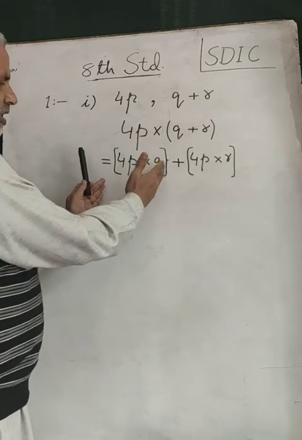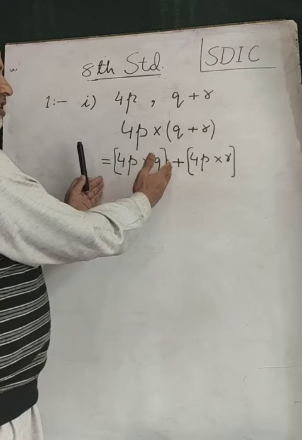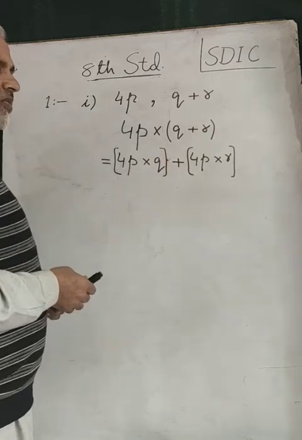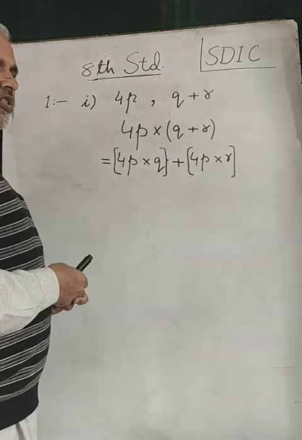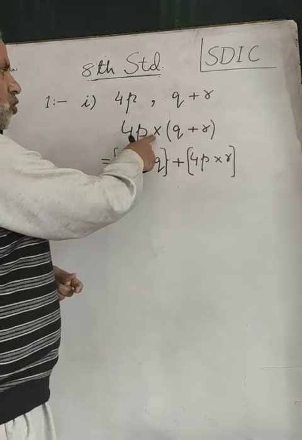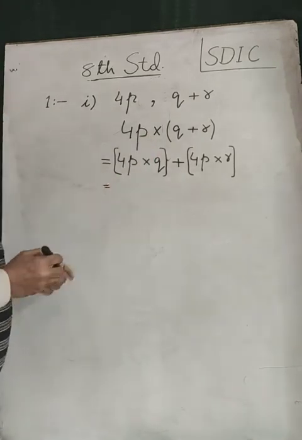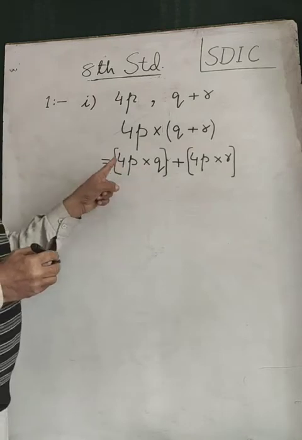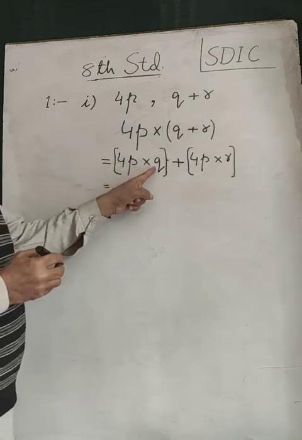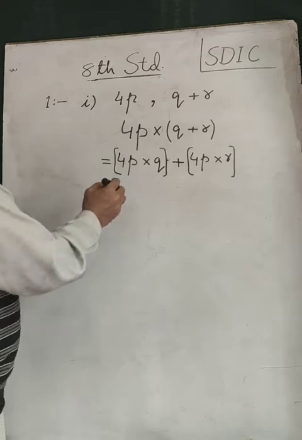I kept these separate parts in brackets to identify which term is multiplied by which term after the use of distributive law. Now when we multiply this, as usual, we'll first multiply their coefficients. Coefficient here is 4, coefficient here is 1. So it will be 4 ones are 4.